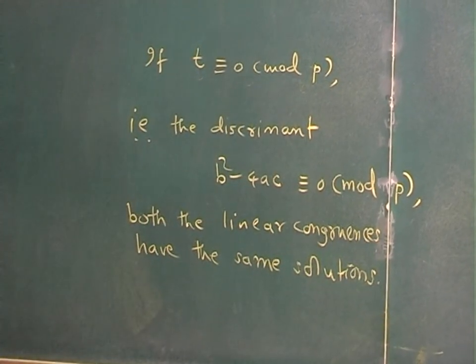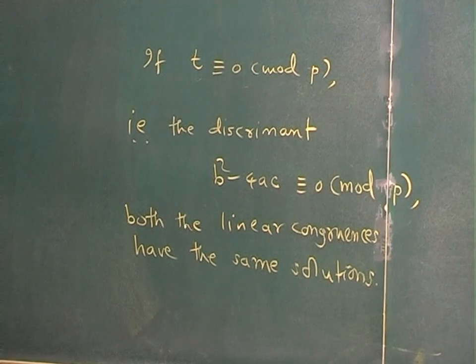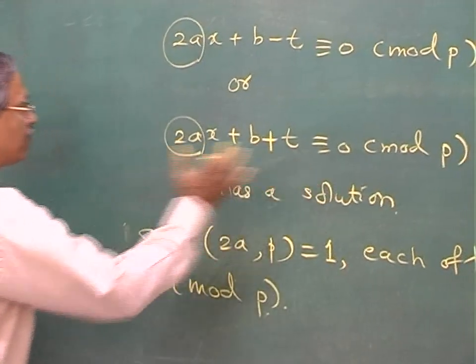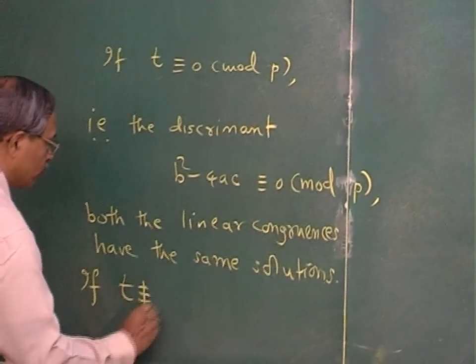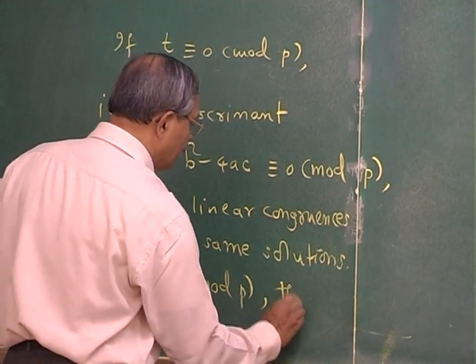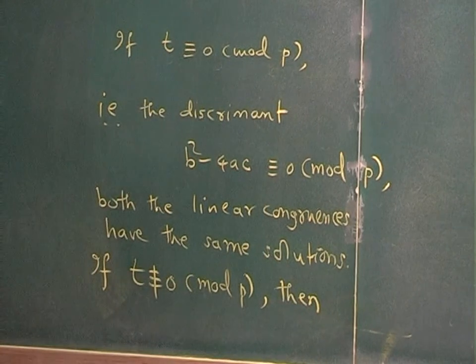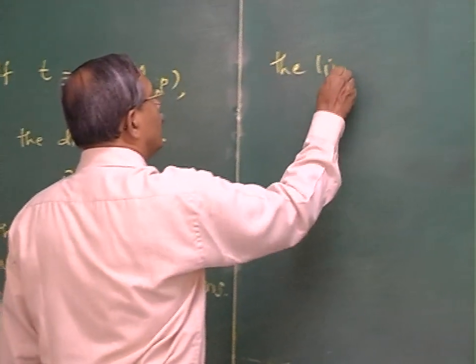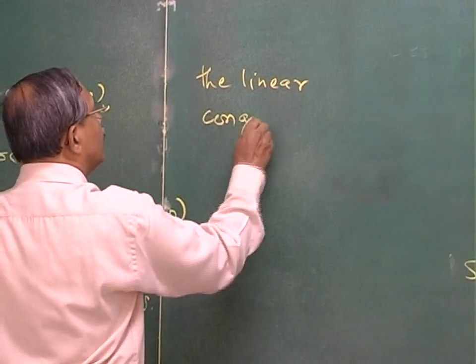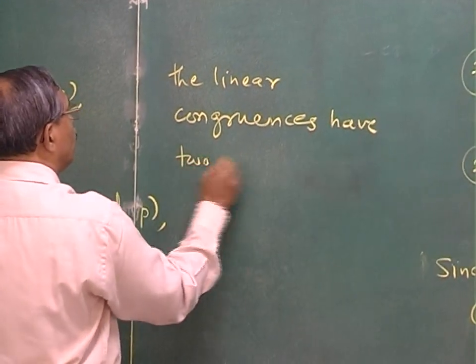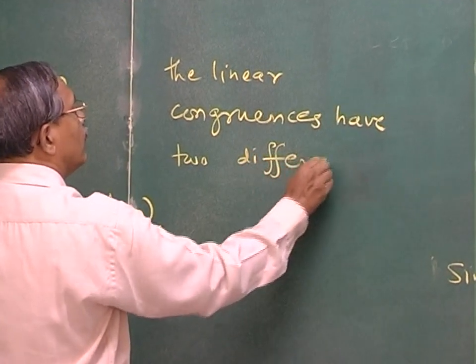And if t is not congruent to 0 mod p, then the solutions are different. Because these numbers would be different in that case. B minus t and b plus t would be different. If t is not congruent to 0 mod p, then the linear congruences have two different solutions mod p.